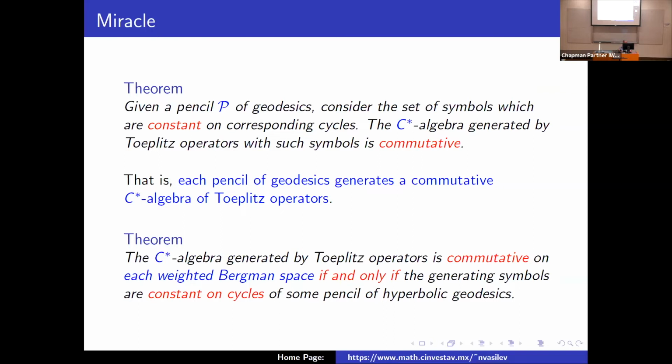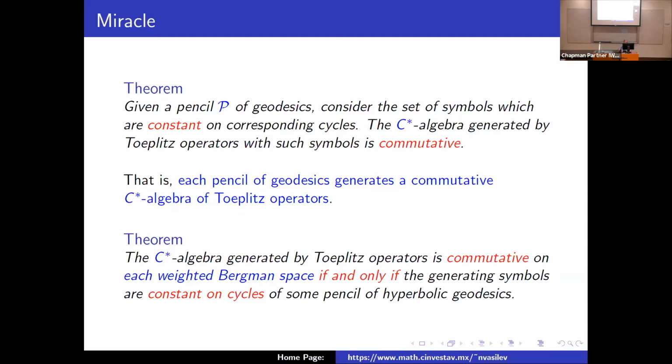And under some mild condition, any C*-algebra generated by Toeplitz operators is commutative on each weighted Bergman space if and only if the generating symbols are constant on cycles of some pencil of hyperbolic geodesics. So basically, this is an if and only if result.